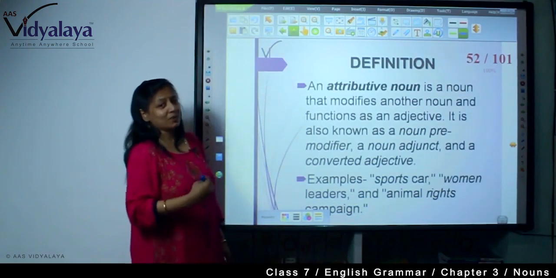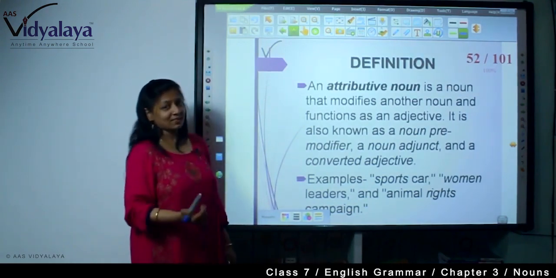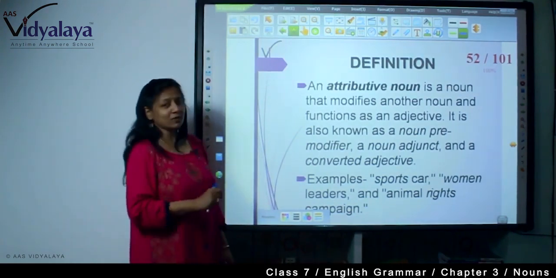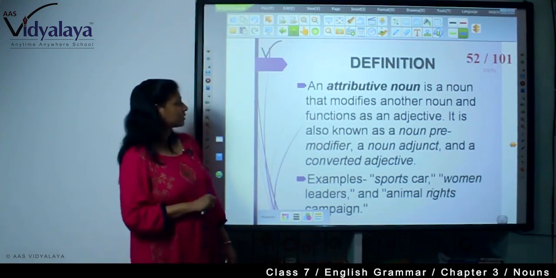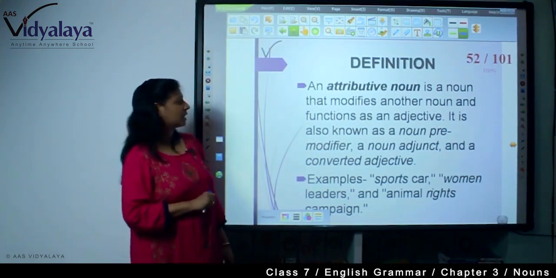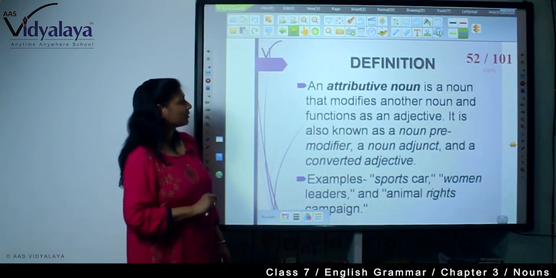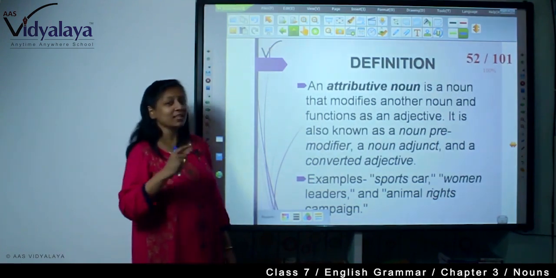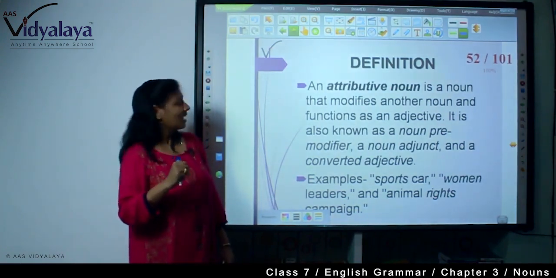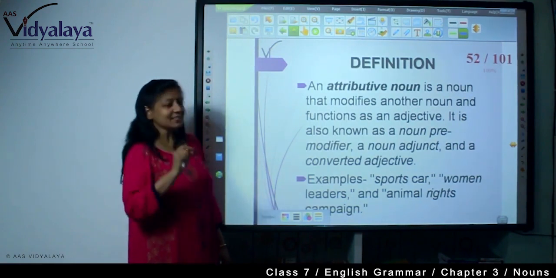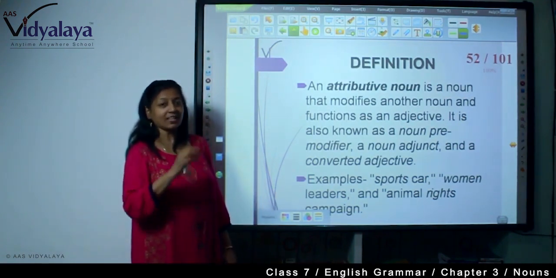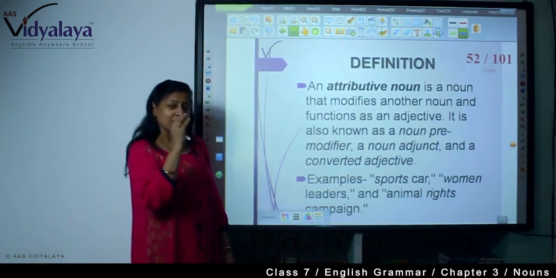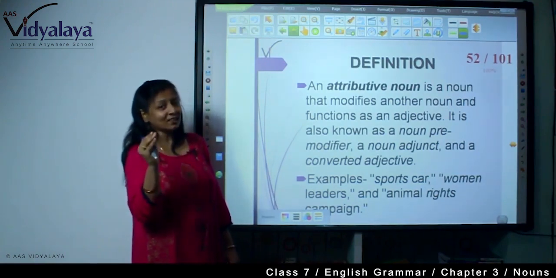Interesting way. This is my purpose of presenting this slide to you. Now, first we will come to know about the definition. What is an attributive noun? An attributive noun is a noun that modifies another noun and functions as an adjective. It functions as an adjective, but it modifies another noun.